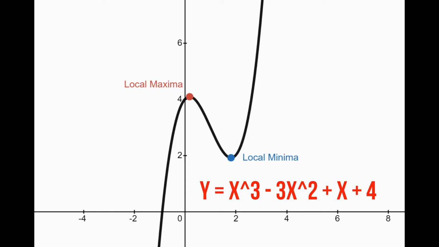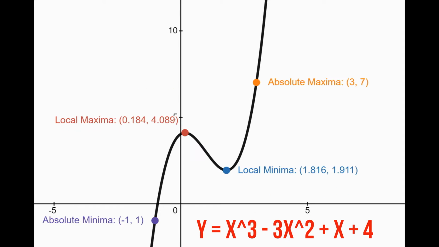For example, this equation y equals x cubed minus 3x squared plus x plus 4 has a local maxima and minima based on this graph. However, based on this graph, if we are given the interval -1 to 3, we'll be given an absolute and local maxima and minima.